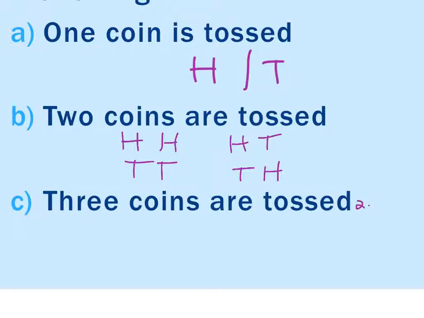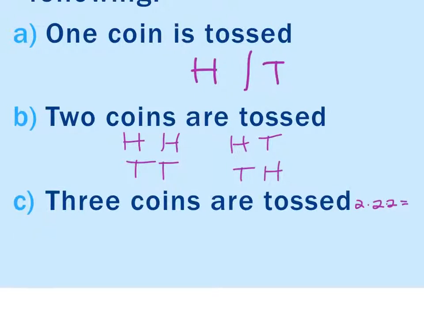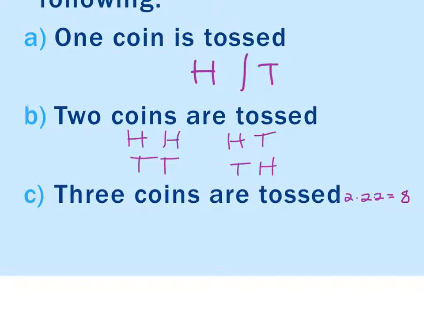So if there's 3 coins tossed, how many choices are there the first time? 2. How many would there be the second time? 2. How many would there be the third time? 2. So how many outcomes am I looking for here? 8. So there should be 8 in my sample space.